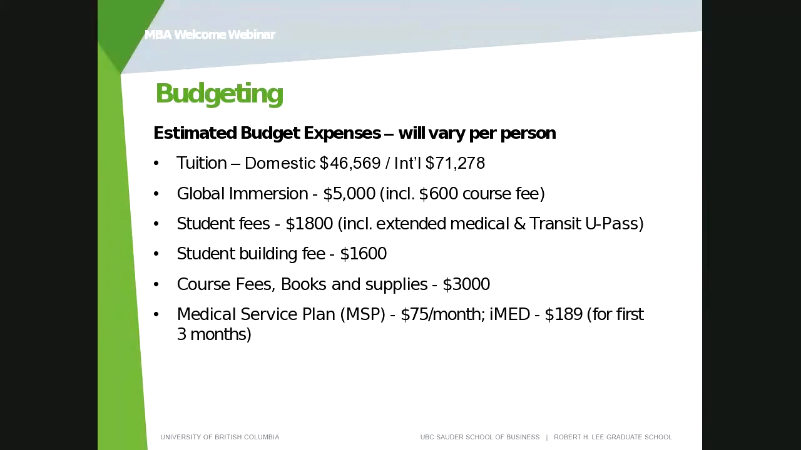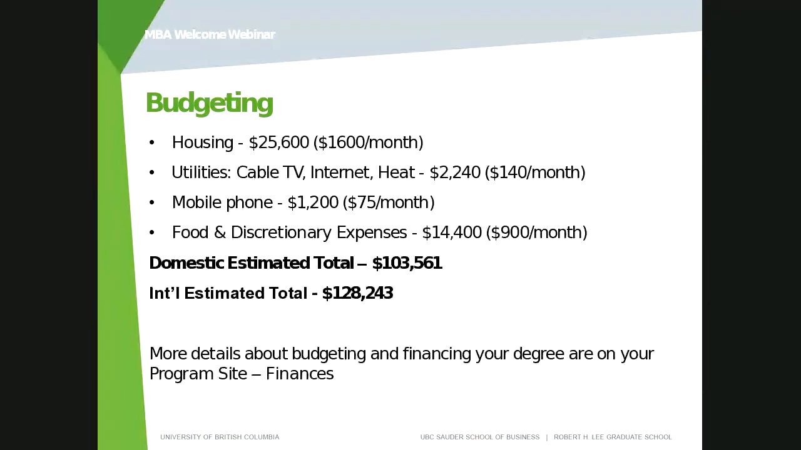We also have a student levy building fee of $1,600, and all of our Sauder students pay this. It was passed through a student referendum a number of years ago to help finance the renovation of the building that the Sauder School of Business is housed in. And then there are also course fees and books and supplies, which we've estimated at around $3,000. And then that $75 a month fee for the medical services plan that we were also just talking about.